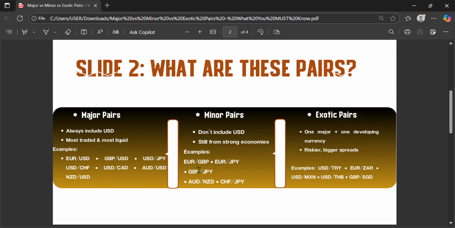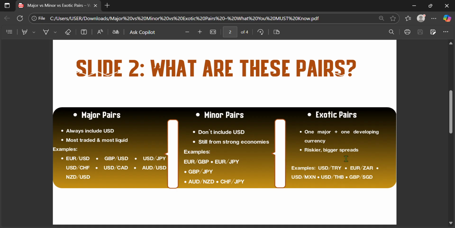For instance, we have the EUR/GBP, the EUR/JPY, the GBP/JPY, and also the Australian dollar and the New Zealand dollar. So these are examples that we have here. These are not small economies. These are not small countries. They are big, strong economies.